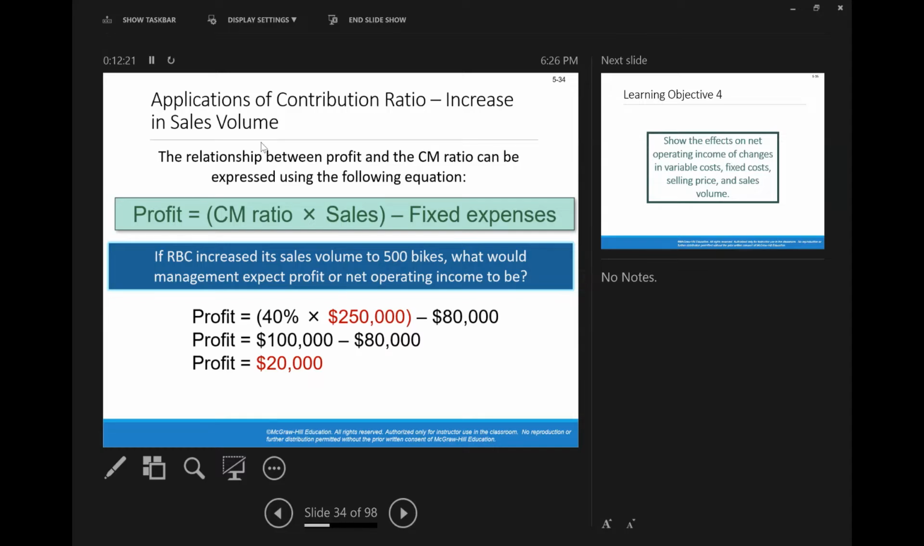So if we have the contribution margin ratio, we can take the 40% and multiply it by the 250. Now we're back to 500 units again. So we have the 500 units times the $500. That gives us our 250 in sales. So we're going to say 40% is the contribution margin times the 250 to come up with 100,000. And then we have to subtract the 80,000 fixed expense out of it. So we're back to our profit of 20,000.